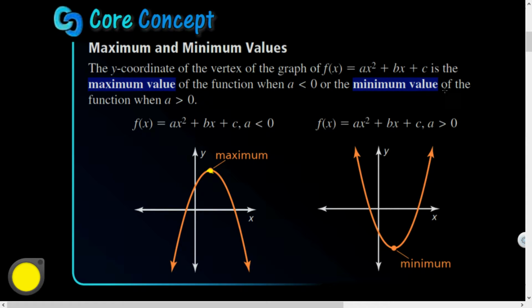And it is the minimum value when the function is opening up because a is greater than 0, right? So this would be the bottom of the graph. So these are referred to as maximum and minimum values.